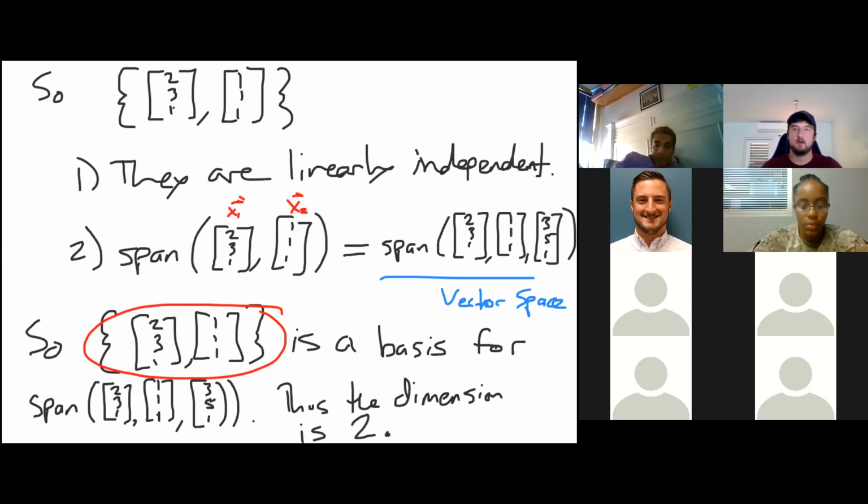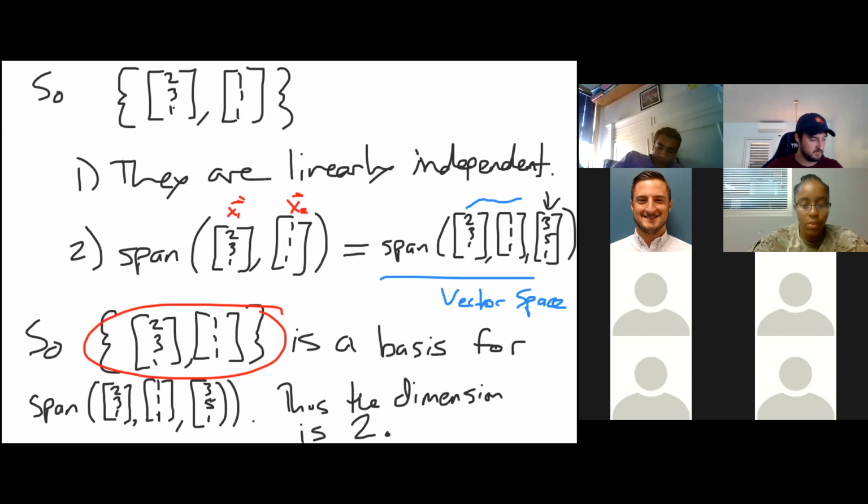So the span of the basis is the same thing? The span of the basis should be recreating this vector space that you're trying to find the dimension of, yes. And these two spans are equal because, as we said, that vector 3, 5, 1 is just a linear combination of these two. So let's write it out.